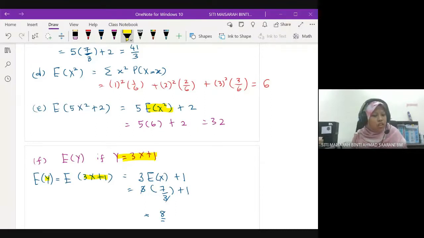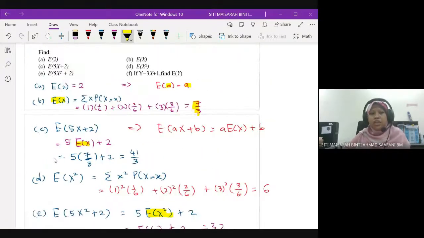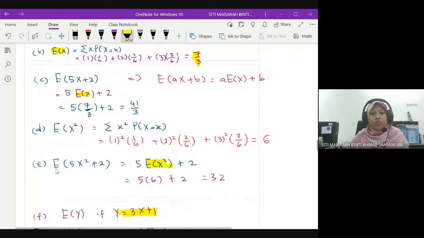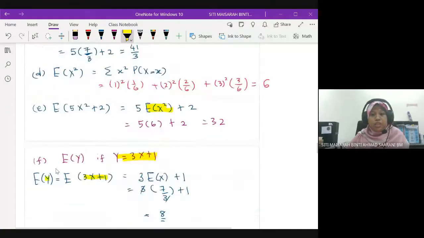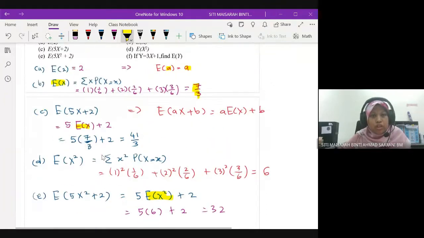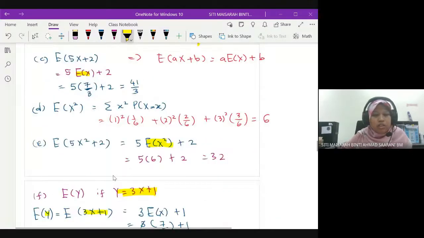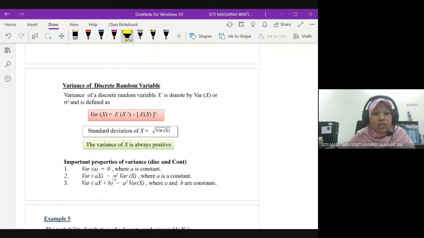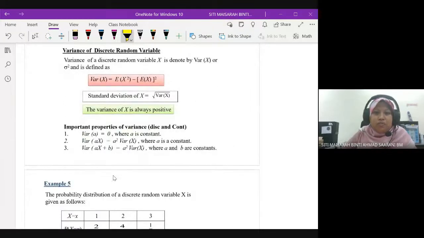Okay. So then yang kita kira sebenarnya adalah dekat B dengan D saja. B dengan D saja yang kita kira. Yang lain A, C, E and F kita guna properties. Properties. So kena ingat properties. Properties expectation. Okay. So this is example involving expectation. So then kita move kepada variance. Okay. Variance of discrete random variable.